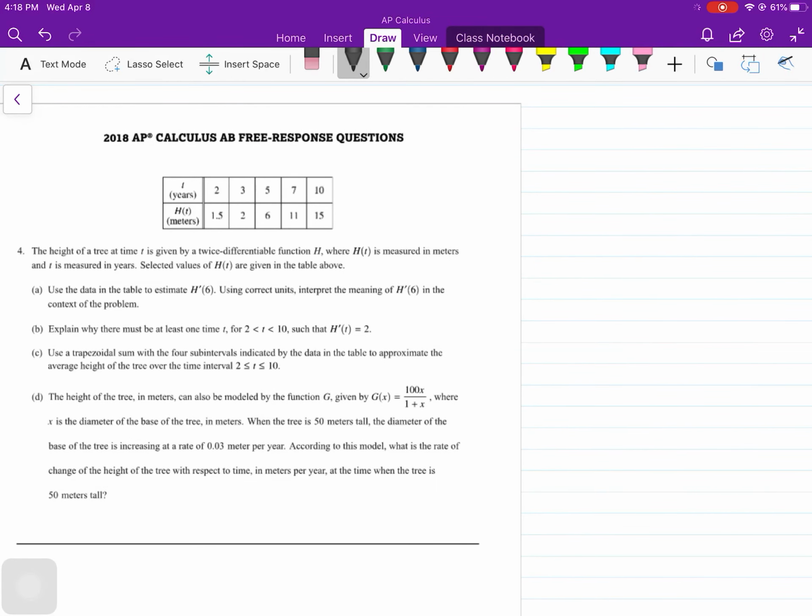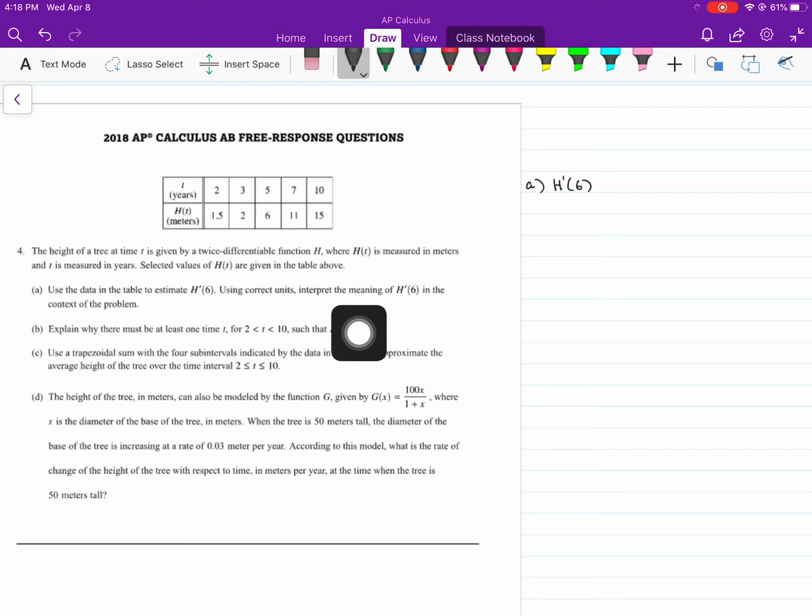So for part A, let's take a look at A first. A says use the data in the table to estimate h prime of 6. Now notice the table is giving us h of t, so we're going to estimate the derivative. Well, we don't have a function, so we can't take the derivative of the function, but what we could do is find the slope, because remember the derivative is slope, and we're going to try to estimate this slope at the point 6. So using correct units, don't forget the second part.